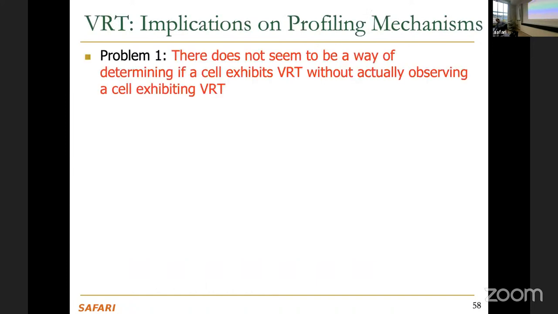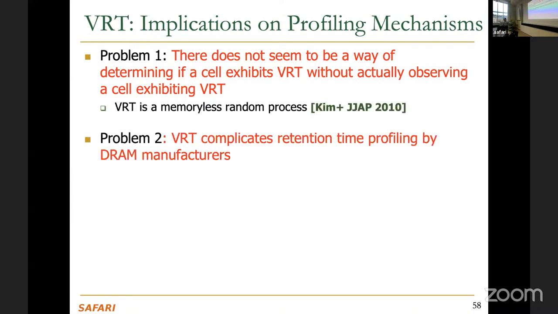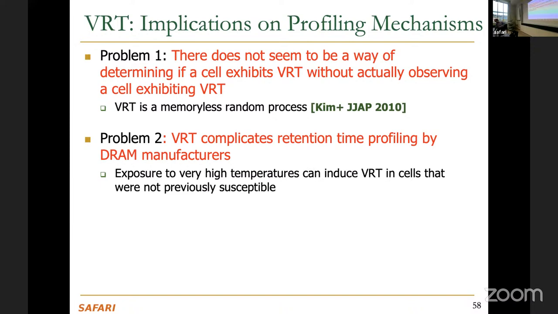So what are the implications for profiling mechanisms? Basically, the first problem we see is that there does not seem to be a way of determining if a cell exhibits variable retention time without actually observing the cell exhibiting variable retention time. This seems to be a true random process, and we don't know how to model it or predict it. The second problem is that it's actually very difficult for the DRAM manufacturers to identify the retention time profile. We cannot punt to the DRAM manufacturer in this particular case, like we did in the data pattern dependence.